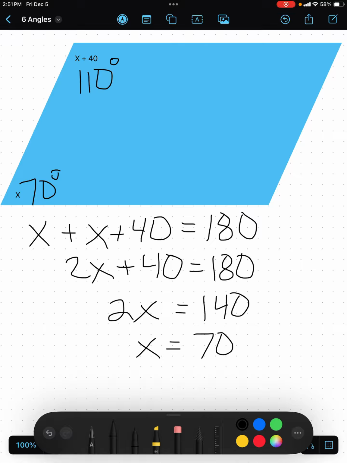We also know that opposite angles are equal, are congruent. So we're going to put 70 degrees up there and 110 down there, and we've solved for all the angles of this parallelogram.